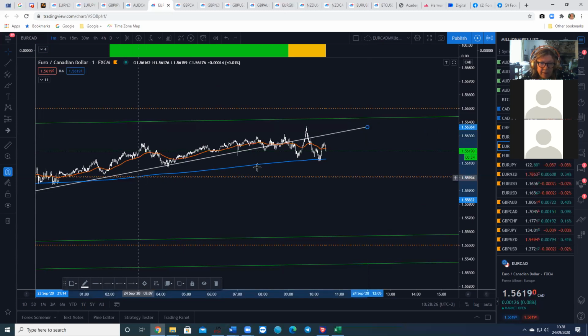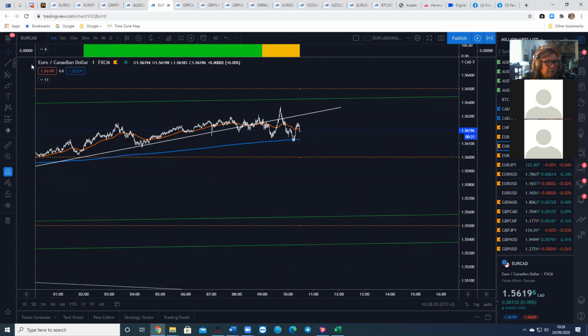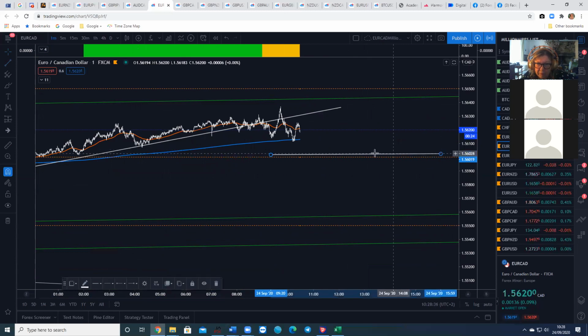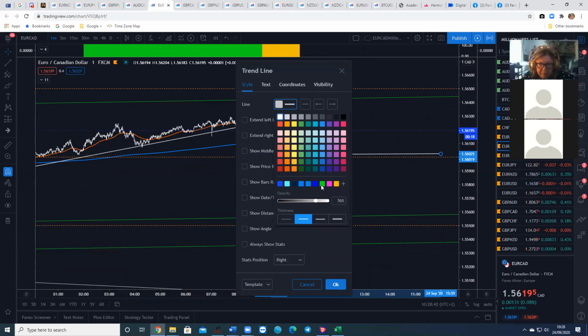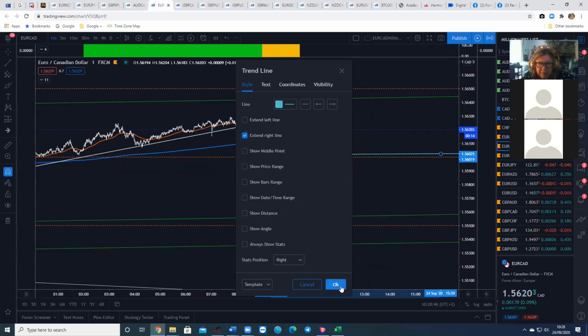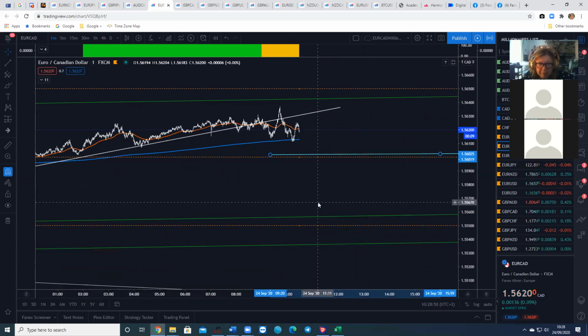With all that there, I'm going to put the trend line here, but there's no trade on EuroCAD at the moment, so we can move on from it. Not interested in that at the moment. Extend, stick an alert on there, see what happens. So that's EuroCAD.